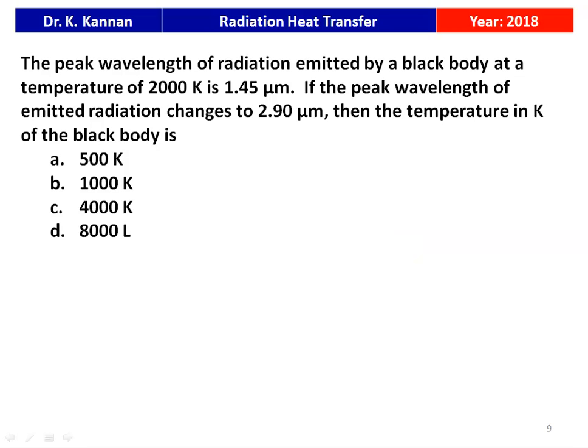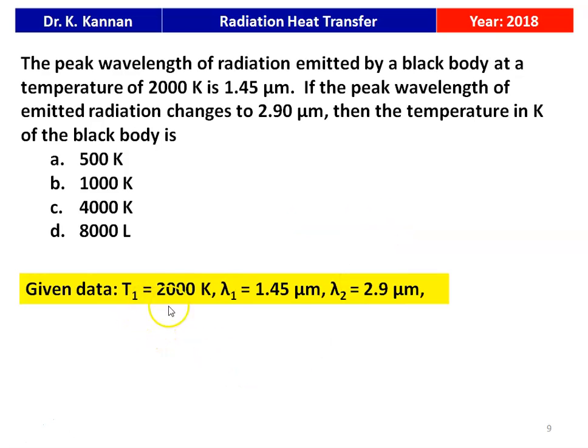Next question from 2018 question paper. The peak wavelength of radiation emitted by a black body at a temperature 2000 Kelvin is 1.45 micrometer. If the peak wavelength of the emitted radiation changes to 2.9 micrometer, then the temperature in Kelvin of the black body is 500 Kelvin, 1000 Kelvin, 4000 Kelvin and 8000 Kelvin.